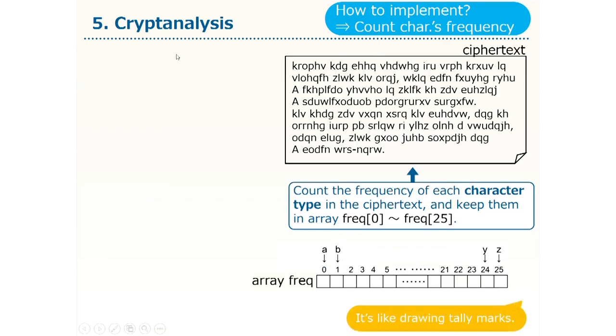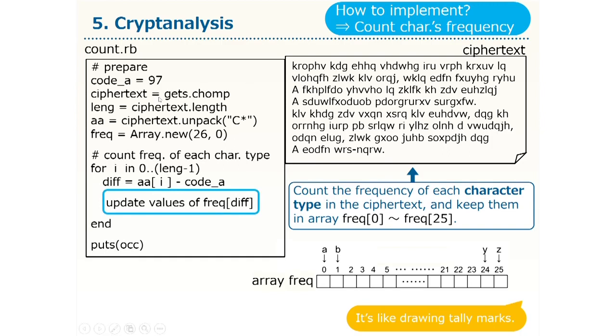This counting is like drawing tally marks. Draw a bar when you say the letter B appears. Then draw another bar if it appears again, like drawing tally marks. Let me give an example outline of this counting program. First, let's store the code of A in a variable like usual. Then let's read the ciphertext into a string variable called ciphertext. For example, we will read this kind of string. Now let's calculate the length of the read string using the command length and store it in the variable len.